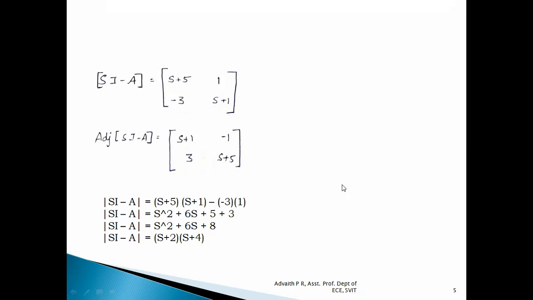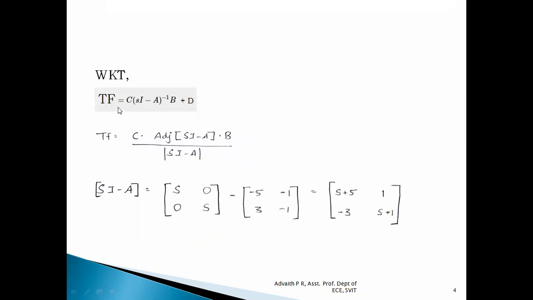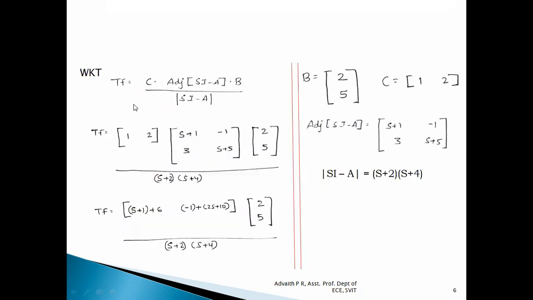After this, we have to substitute all these things, whatever we have got, in our formula. Transfer function is equal to C into adjoint of SI minus A into B divided by determinant of SI minus A. The reason why I have not written plus D here is because D is anyhow a null matrix, 0. So we already know this formula for the transfer function.